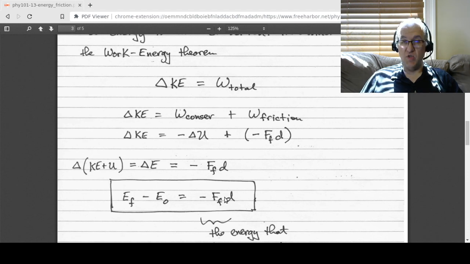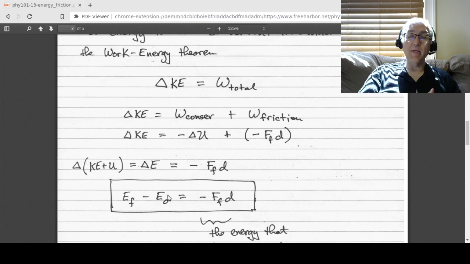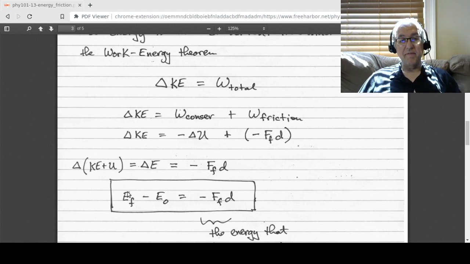Well, if the friction were zero, then the right hand side here would be zero, and that can only be the case if your final energy is equal to your initial energy. That's what we did up till now when we said energy was conserved. If the final energy is equal to the initial energy, then you have conservation of energy.